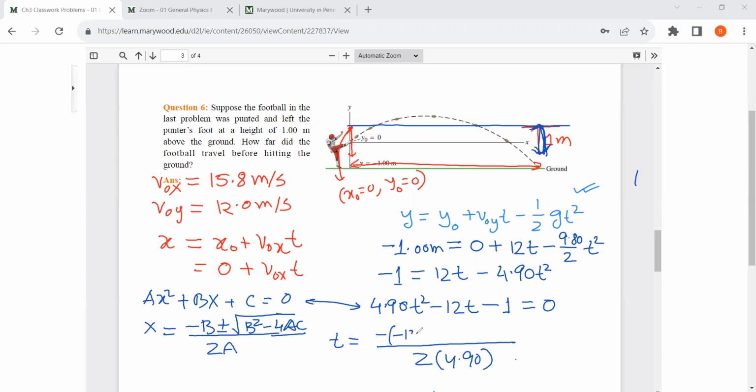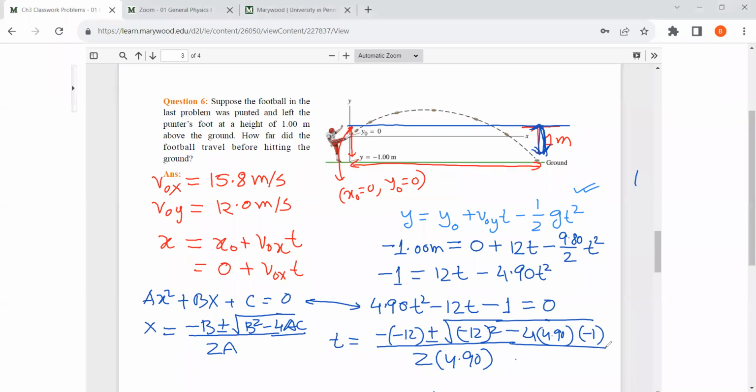minus 12 plus or minus the square root of 12 squared minus 4 times 4.90 times negative 1. Okay, so these are the two solutions for t, one for plus, one for minus.